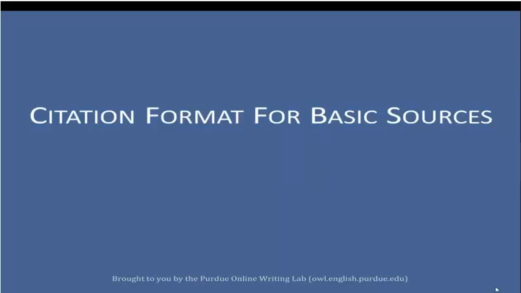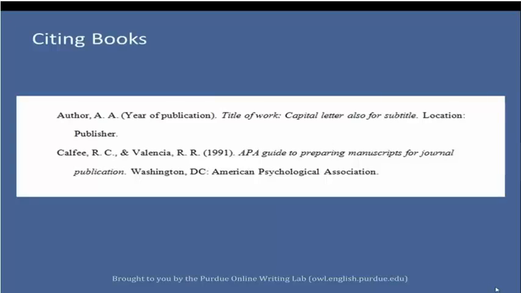Citation format for basic sources. To cite a book properly, first include the author's name, last name first, and first initial or initials, followed by a period. Include the year of publication in parentheses, followed by a period. Then, place the title of the book in italics, followed by a period. Keep in mind that APA requires that you capitalize only the first word of the title and subtitle. For more information, see our vidcast on APA Reference List Basics.